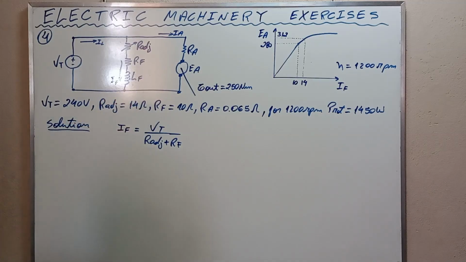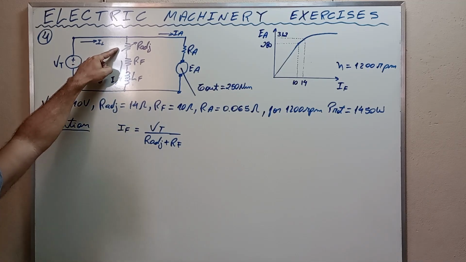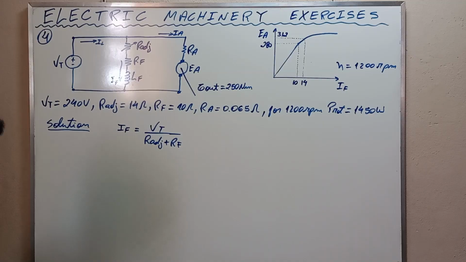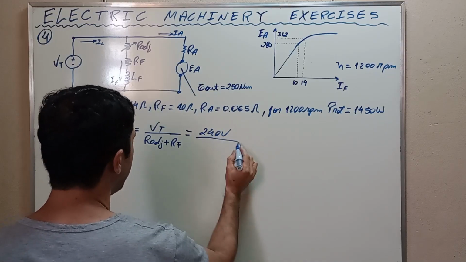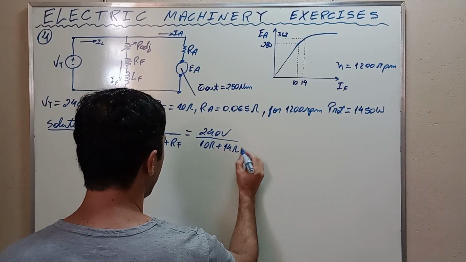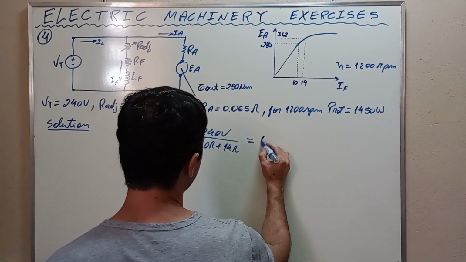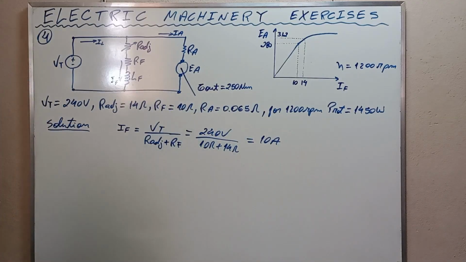Because the inductance in steady state is a short circuit, we need to just use the adjustable resistance and the field resistance. This is equal to 240 volts divided by 10 ohms plus 14 ohms, and this is equal to 10 amps. Alright, the field current is therefore 10 amps.